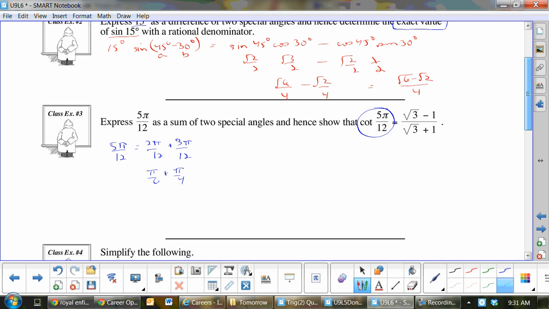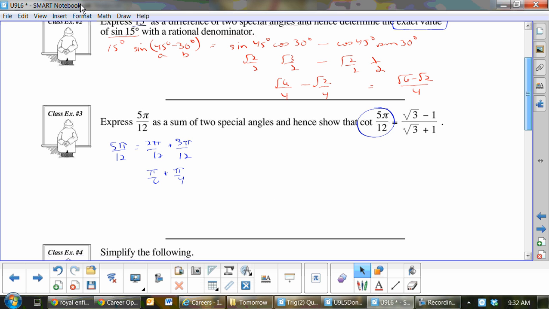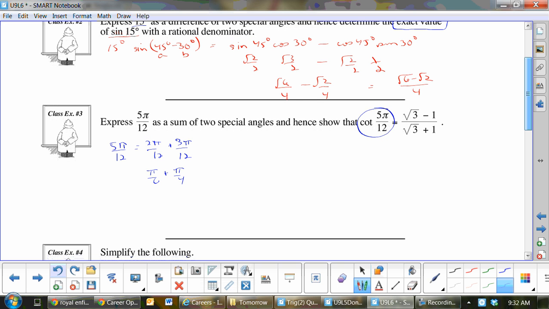Instead of going cotan 5 pi over 12, hold on, I'll just pause recording. Okay, so cotan 5 pi over 12 is not good for me right now. So I'll do tan, and then my final answer, I'll flip. Does that make sense? Okay, do what you know. So let's do tan pi over 6.